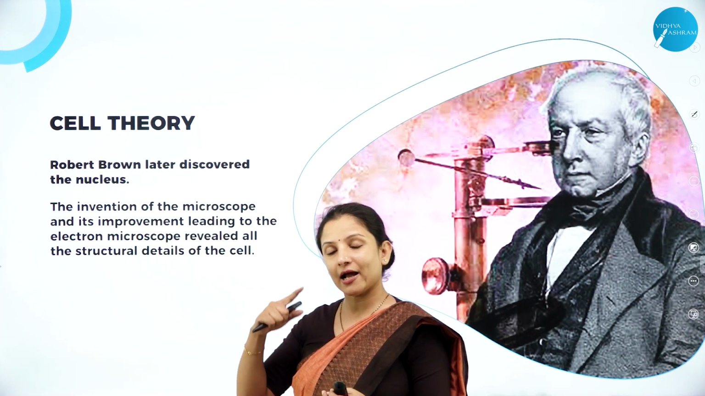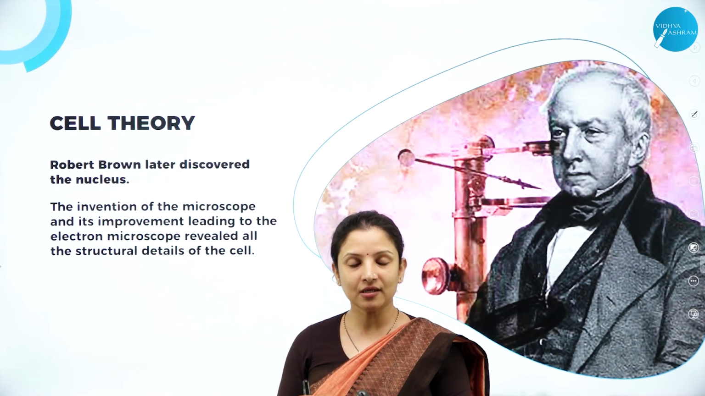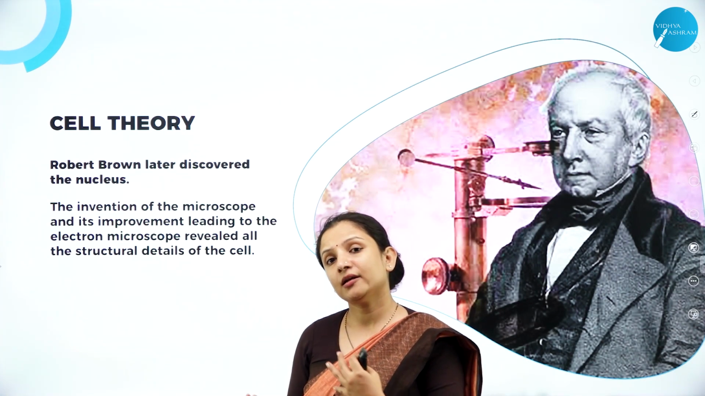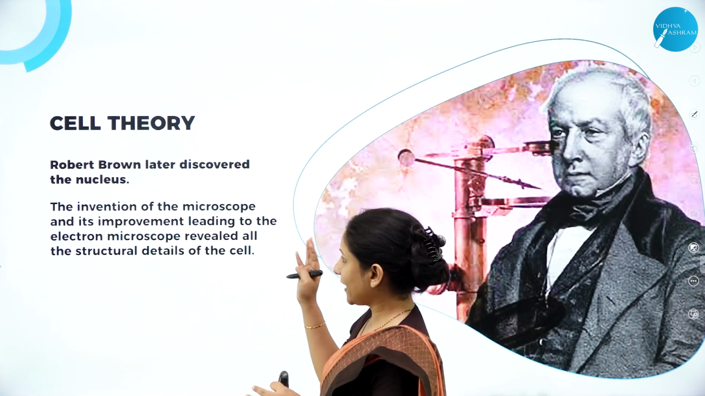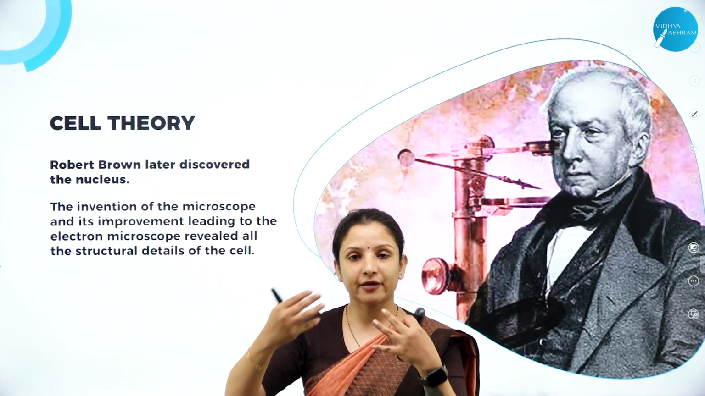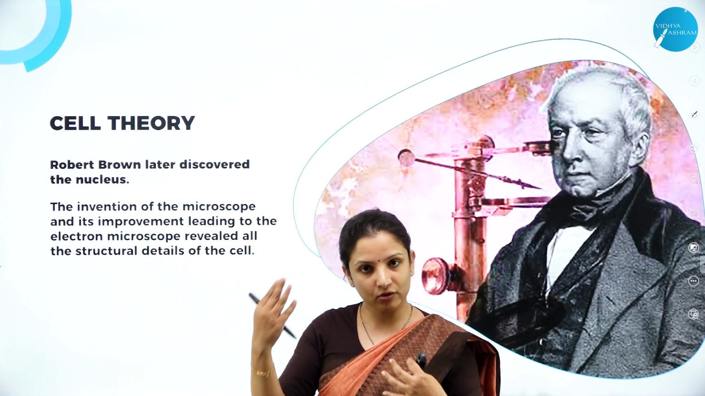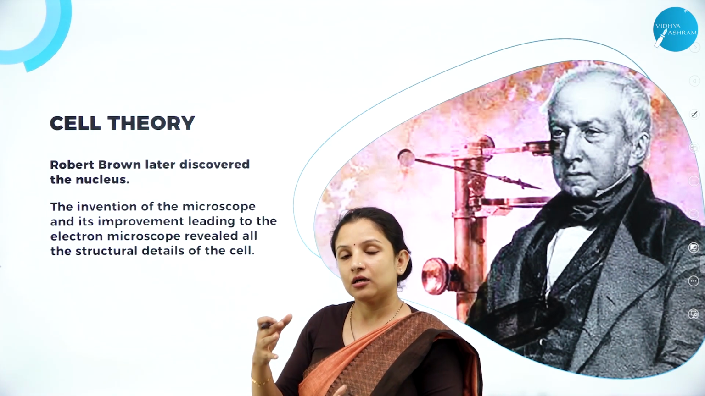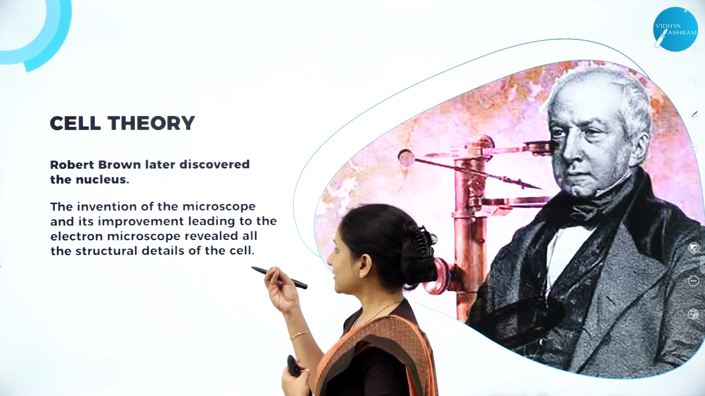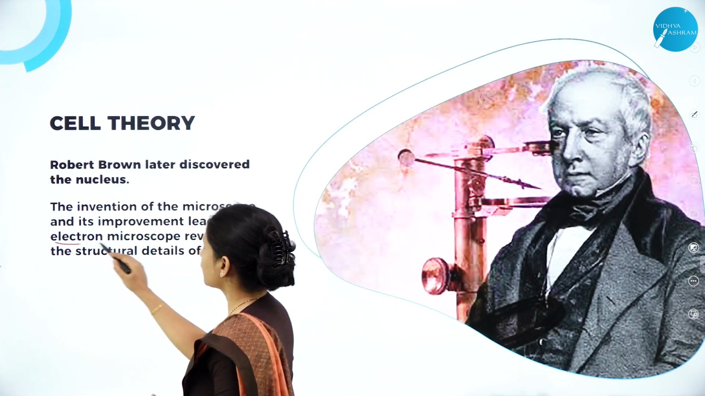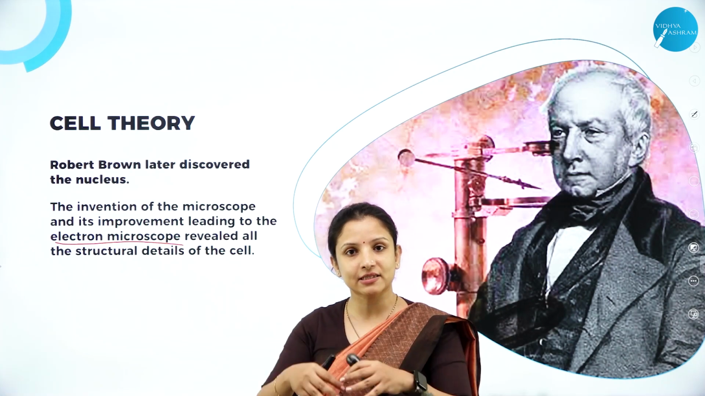What did I say? Anton von Leeuwenhoek was the first person who studied the live cell, but he didn't know what was there inside the cell. It was later, with the advancement of technology, when they started developing the compound microscope or a better version of a microscope, and the electron microscope, that people got to know what exactly is there inside the cell.